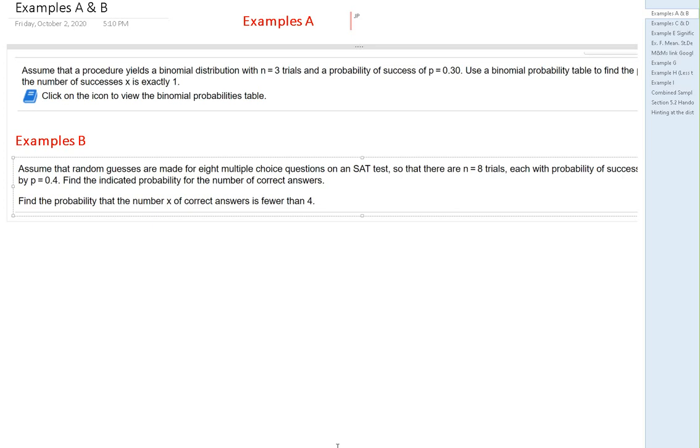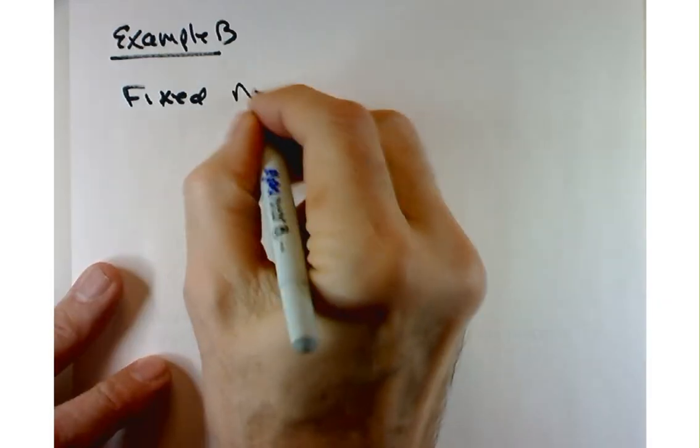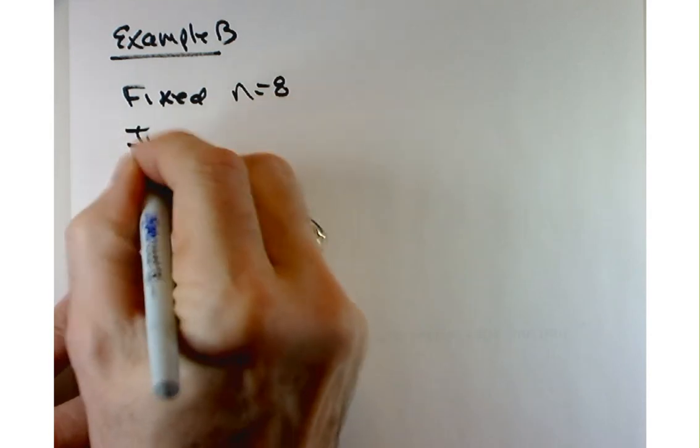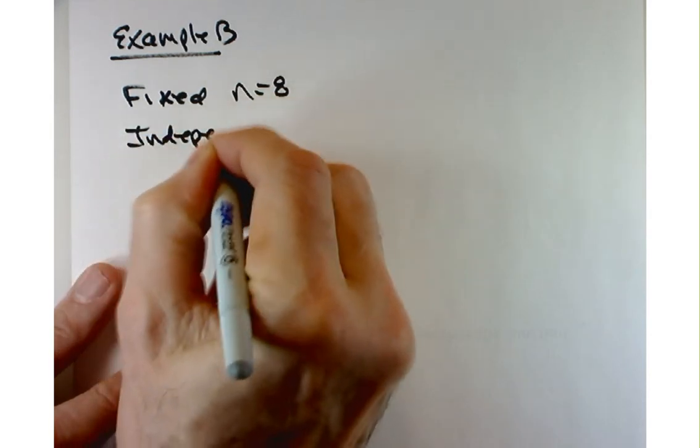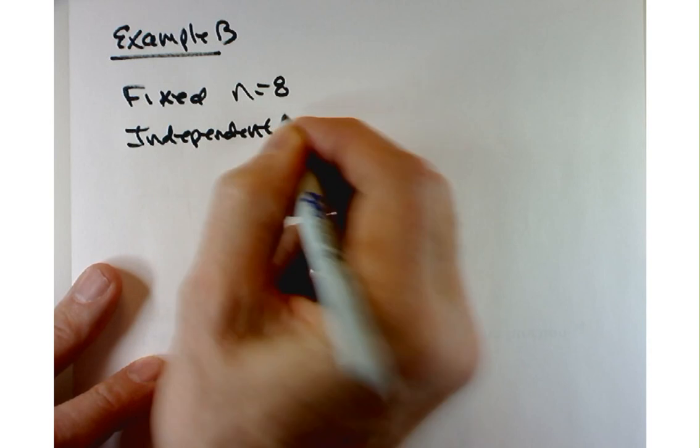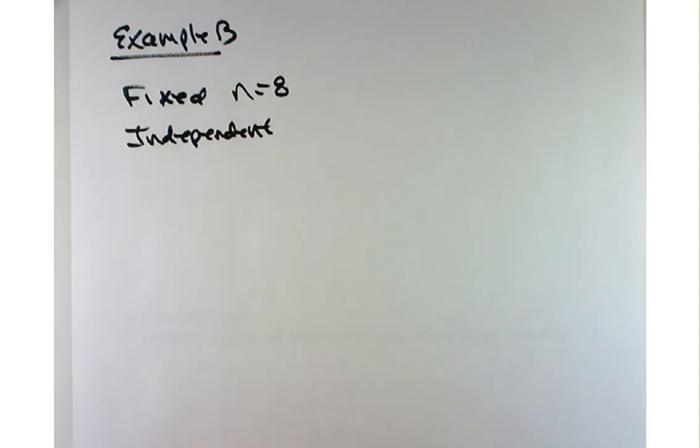First things first, is there a fixed number of trials? Yes, n equals 8. Are they independent? Yeah. They are. Why are they independent though?